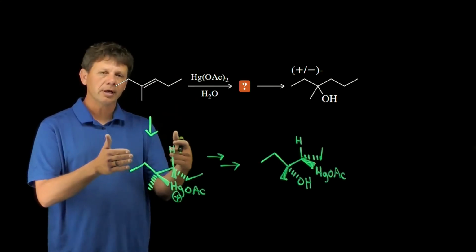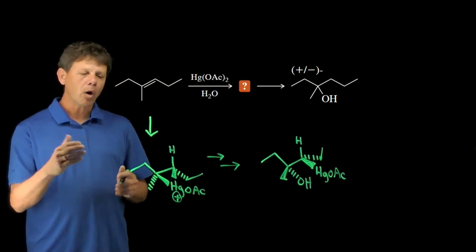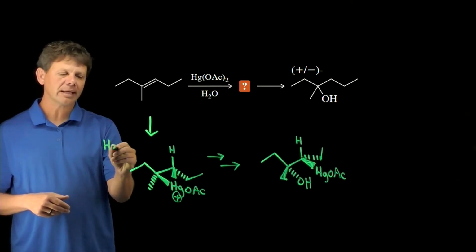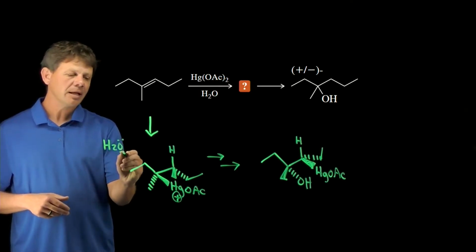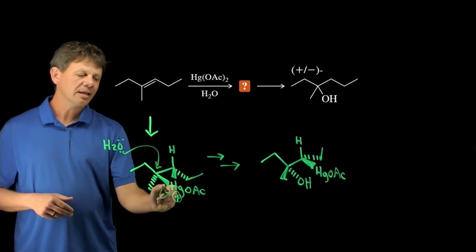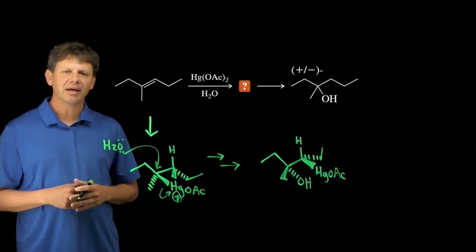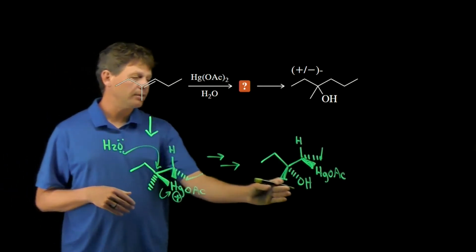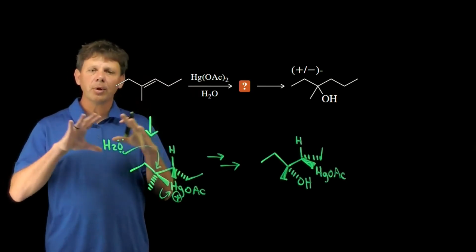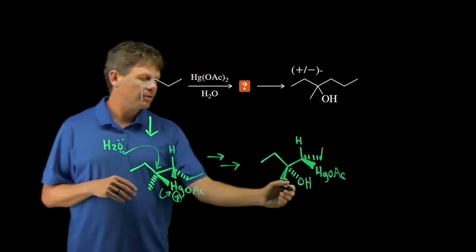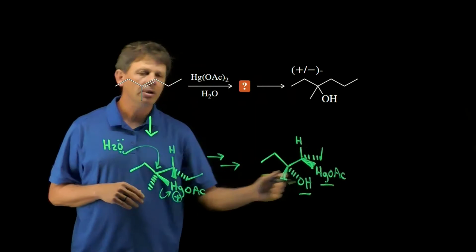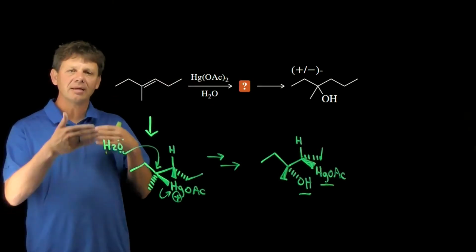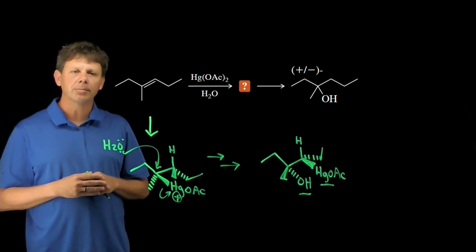Once we've formed that mercurinium ion, for example, on the front face, notice that both of the bonds to the mercury are coming towards you. When water attacks, and we're not going to show a full mechanism, but I'll at least sketch out this step, it's going to attack from the opposite side. After a proton is lost, you'll notice that at this point in every oxymercuration reaction, the hydroxyl group and the mercury are on opposite sides of what was the original double bond.